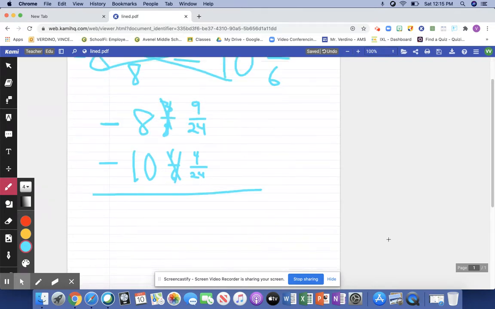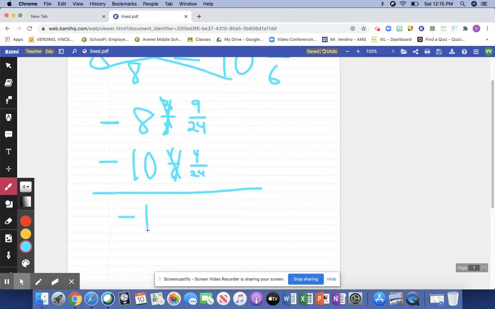Negative 8 minus 10 is going to be negative 18. Okay, and then negative 9/24 minus 4/24. So if you want to write this, let me write this in red. If we did keep change, keep that number, change the subtraction to addition, change the positive 4 to negative 4, you are left with negative 13/24.